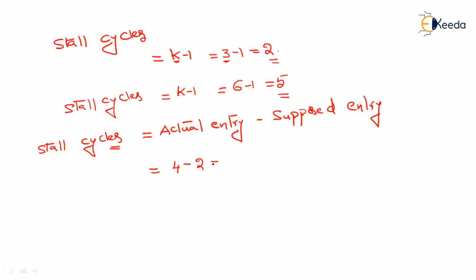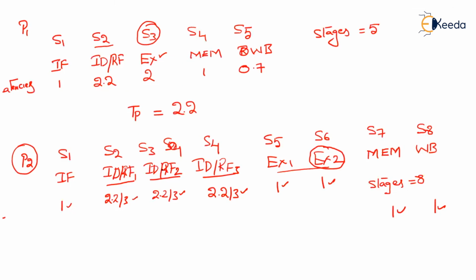4 minus 2 is also equal to 2. But the simplest way of getting stall cycles is equal to 2 here. So the stall cycles is equal to 2 anyhow. Here also you can calculate the stall cycles by actual entry minus supposed entry. Okay, now you just go to the next one.